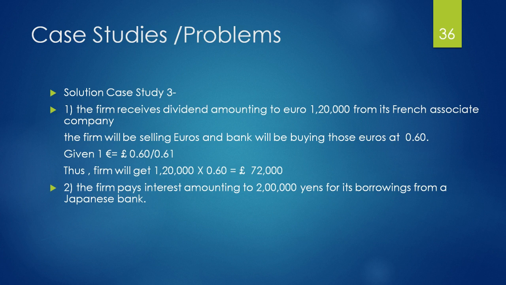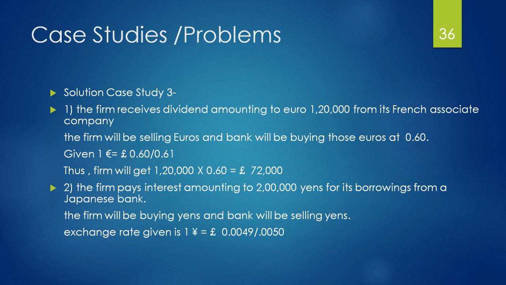The second part of this case study asks, the firm pays interest amounting to 2 lakh yen from its borrowings from a Japanese bank. In this part, you can see that the firm has to pay interest, and that too in form of yen. And the firm is London based with home currency pounds. Thus the firm needs to buy yen in order to pay the interest. So we can say that the firm will be buying yens and the bank will be selling yens. And the exchange rate given is 1 yen equals to 0.0049 slash 0.0050 pounds. Thus 2 lakh into 0.0050 equals to 1000 pounds. Hence, in this transaction, the firm needs to pay the bank 1000 pounds in order to get 2 lakh yens.